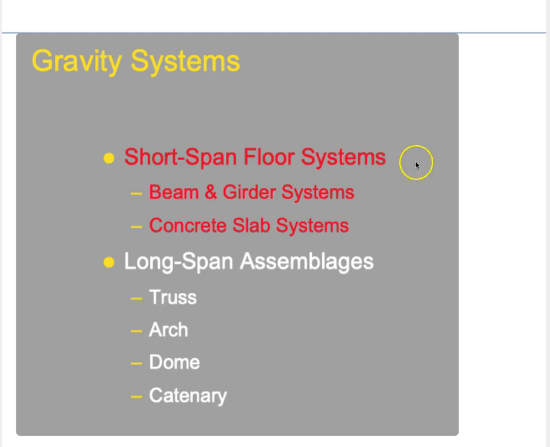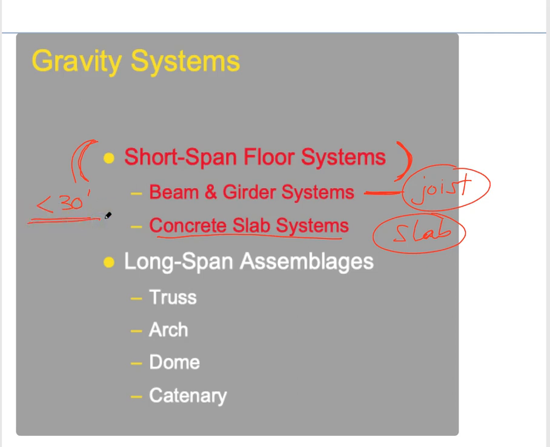So you have a lot of examples somewhere in your project 1 where you will definitely have something that would be a short span floor system. So your typical post and beam, beam, girder, joist combination, or there could be a slab involved, either with steel or with concrete. And these spans would really typically be less than 30 feet.